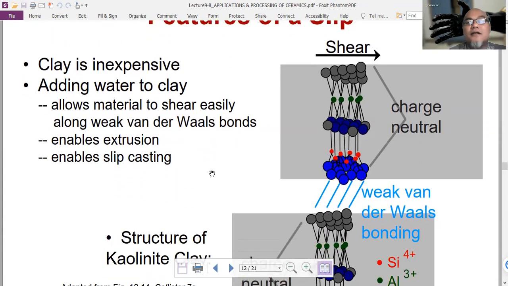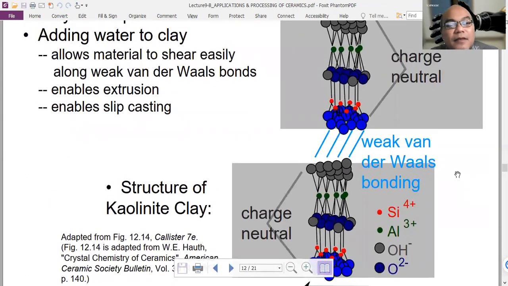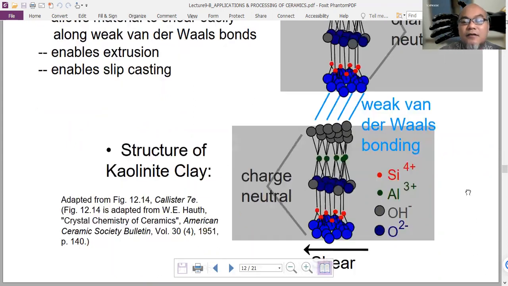When we add water to clay, the material can shear easily. That's why when we put water, it can be formed more easily compared to if it is dry. And the shearing occurs easily along the weak van der Waals bond, like this. When we put shear along this weak van der Waals bonding, it can deform easily. This will enable extrusion and also enables slip casting. This is the structure of kaolinite clay.